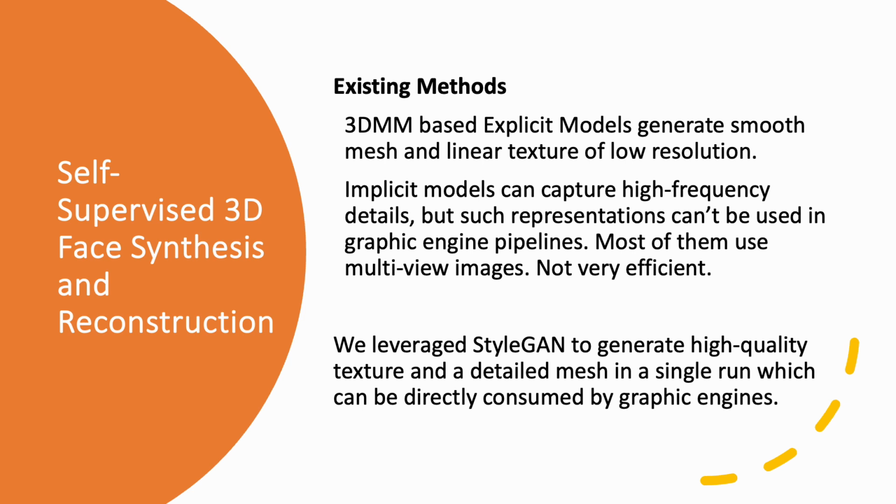Firstly, we have 3D based explicit models that generate smooth mesh and linear texture of low resolution, so when rendered it doesn't look quite realistic. Then there are implicit models, for example neural radiance fields, that can capture high frequency details, but such representations can't be used in graphic engine pipelines, and most of them require multi-view images and they are not very time efficient. In this project, we leverage StyleGAN to generate high quality texture and a detailed mesh in a single run, which can be directly consumed by graphic engine pipelines.